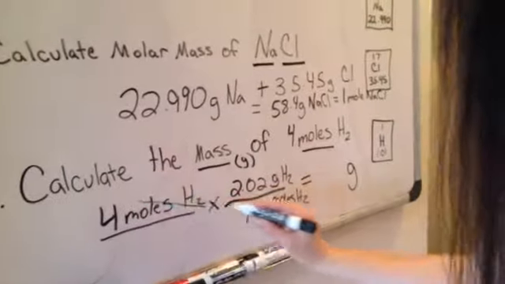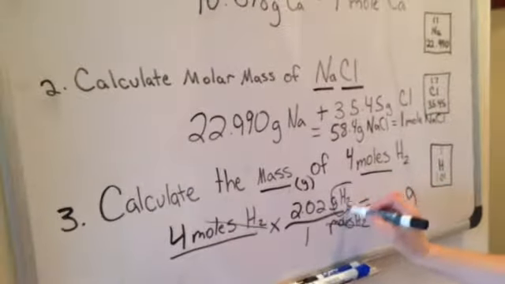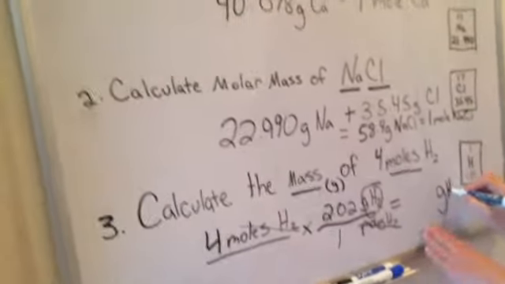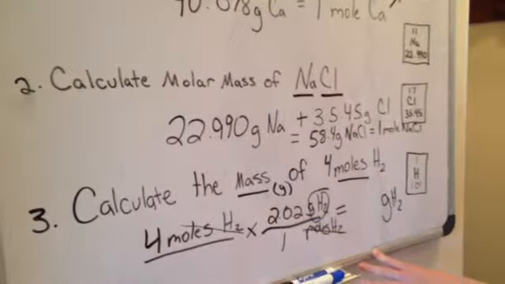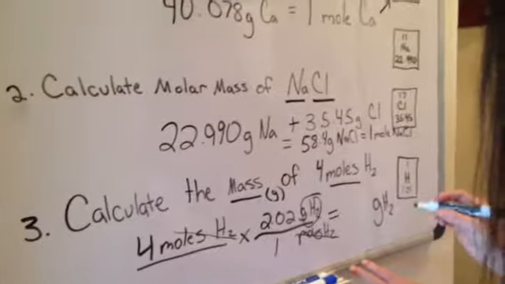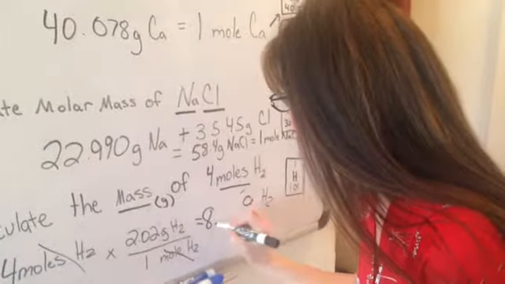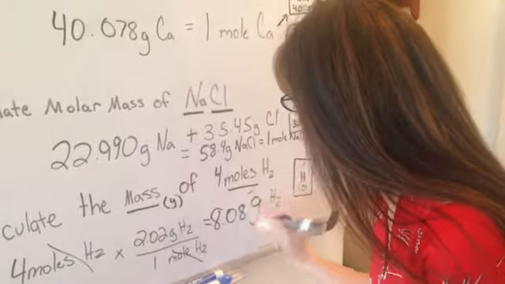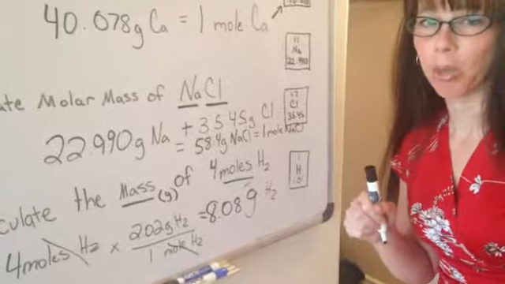Now we can cross-cancel these moles of H2, and your answer is going to be in grams H2. So what is 4 times 2.02? Your answer will then be 8.08 grams of H2.